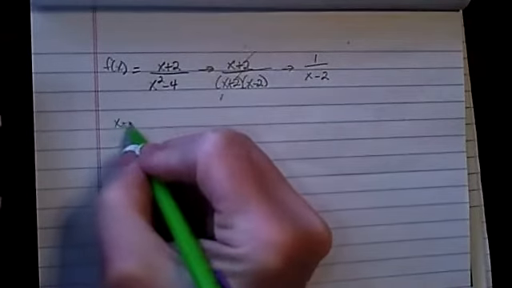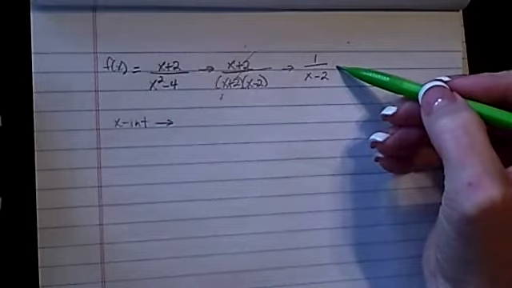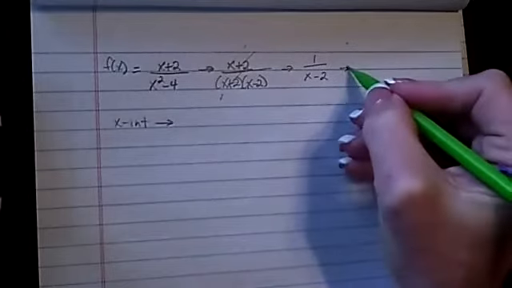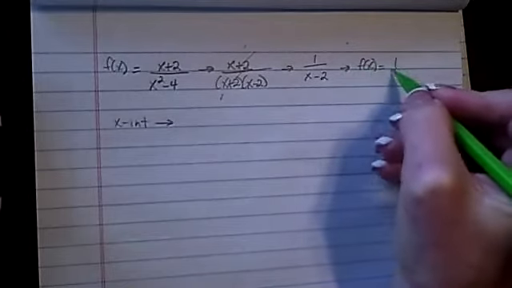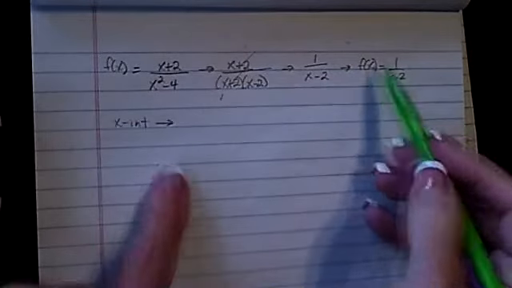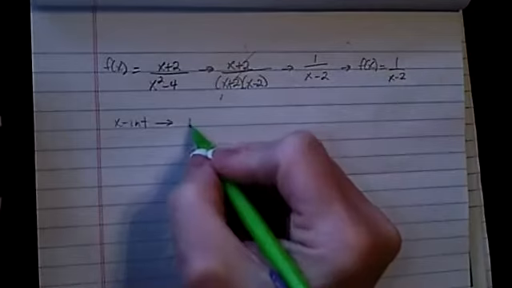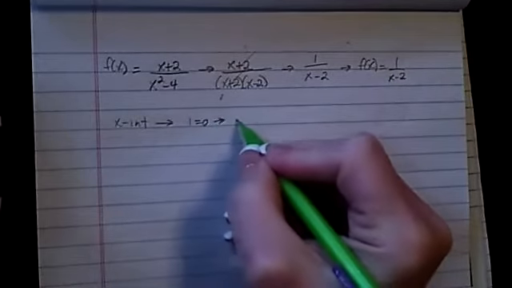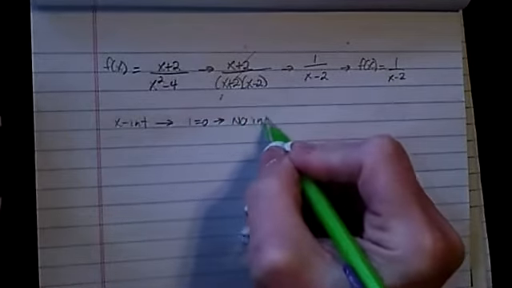Let's look at an x-intercept. I have f of x equals 1 over x minus 2. I'm going to put a 0 for f of x, setting the numerator equal to 0. So 1 equals 0, so there's no intercept for the x-axis.